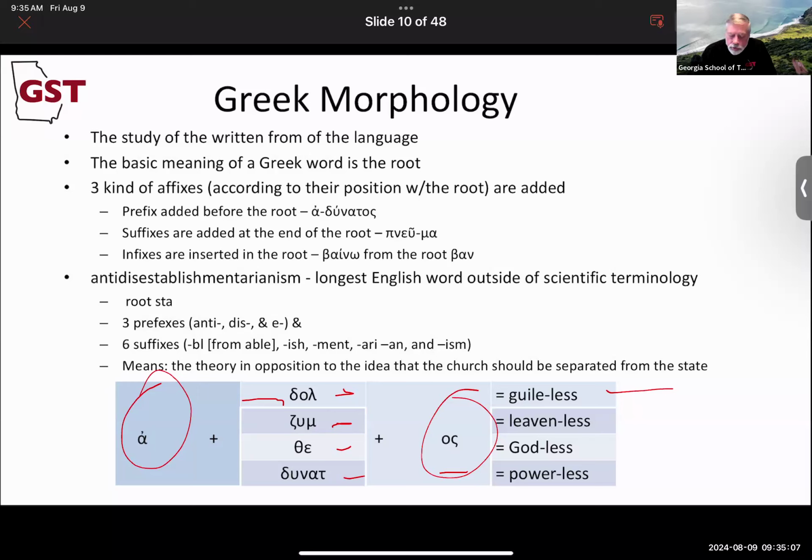Zumos means without leaven, leavenless. Now, this word you might recognize. Atheos means without God. And adunatos means without power. Those last two you might have seen or heard before. Dunatos is power, theos is God. You prefix with alpha, atheos, adunatos, and you're godless or powerless. And you see you have these different prefixes and suffixes. In this case, they're also infixes, which we'll get to another time.